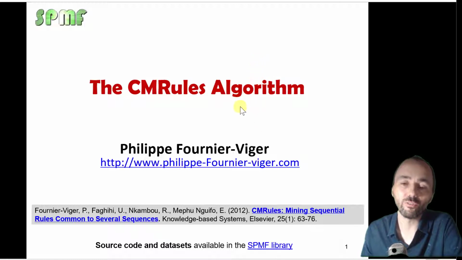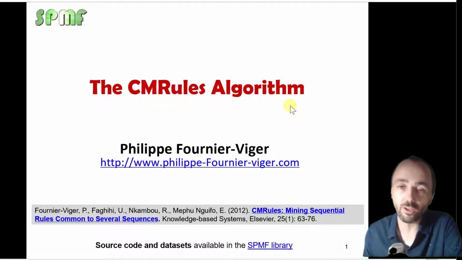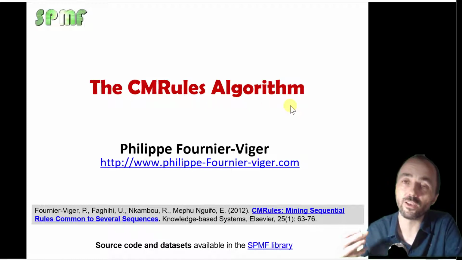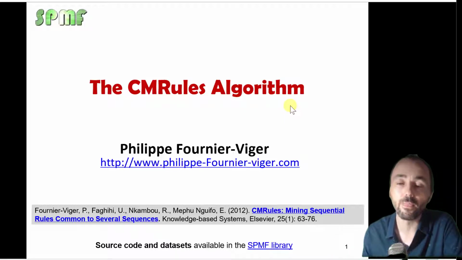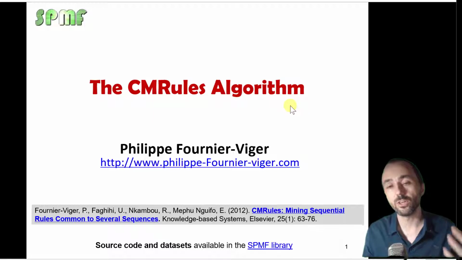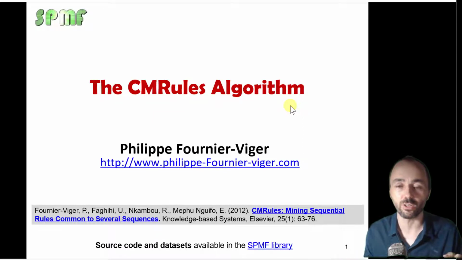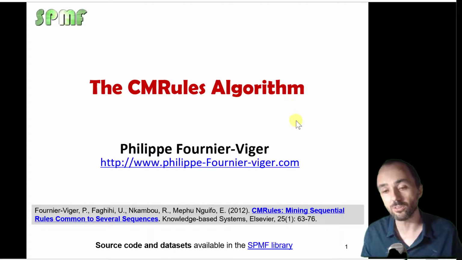Welcome to another video. Today I will explain the CMRules algorithm. It is a data mining algorithm that we use to analyze sequence data. So if you have data that is like a sequence, you can use this algorithm to analyze and find patterns in your data that will help to understand the data.